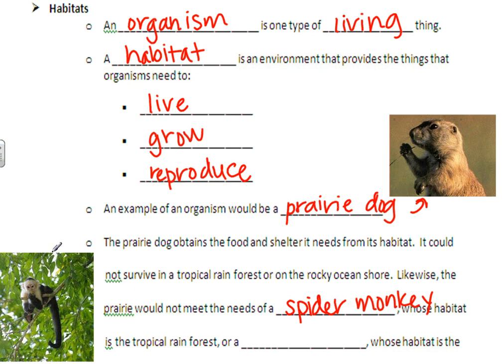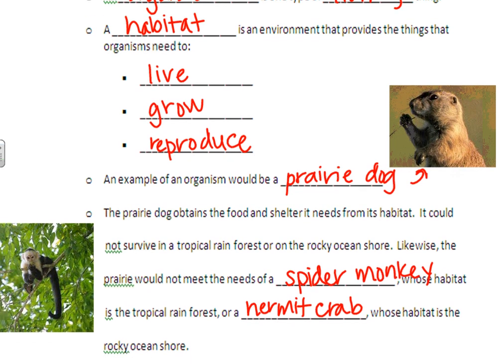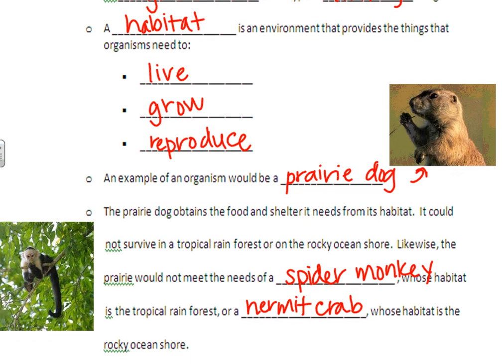And here we have our spider monkey over here. Spider monkey would not be able to live, grow, or reproduce on the prairie because its habitat is the tropical rainforest. Or even a hermit crab, whose habitat is the rocky ocean shore. That hermit crab would not be able to live, grow, and reproduce on the prairie. So the habitats are very specific to those organisms and allow them to live, grow, and reproduce.